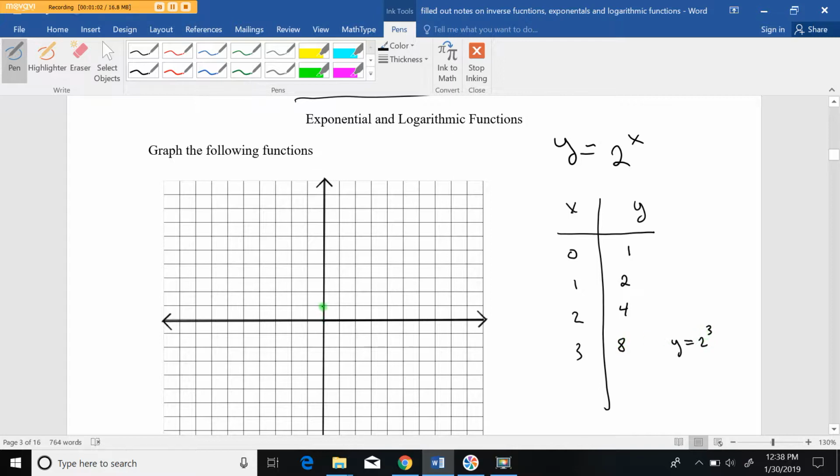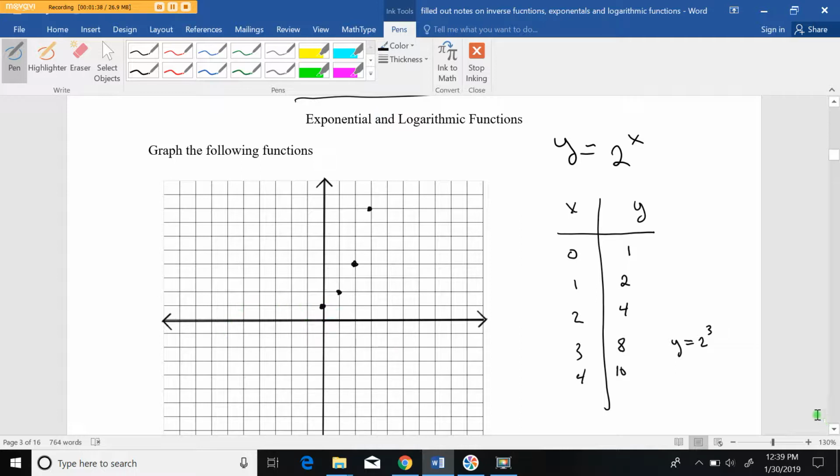So 0, 1, then 1, 2. Oh, did I skip one? 2, 4, sorry. 1, 2, 3, 4. And then 3, 8: 1, 2, 3, 4, 5, 6, 7, 8. And if I try to do 2 to the fourth, that's 16. That's way off the graph, way, way up here somewhere. So I'm just going to stop here and start looking at what's going on over to the left.